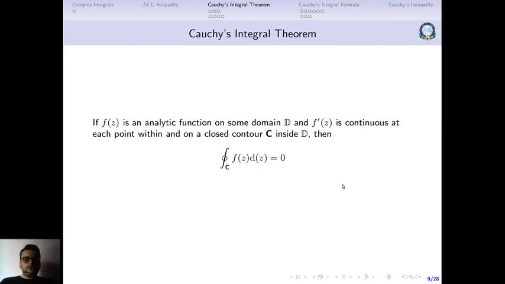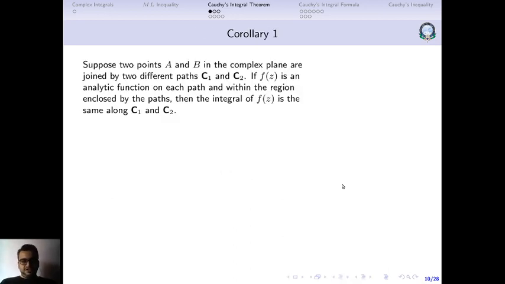So now we have two corollaries to the Cauchy integral theorem. The first corollary is basically this. Suppose I have 2 points A and B in the complex plane, and these are joined by 2 different paths C1 and C2. If f(z) is an analytic function on each path and within the region enclosed by the paths, then the integral of f(z) is the same along C1 and C2. In other words, if the function is analytic, the line integral of that function within a domain in which it is analytic becomes independent of the path, as long as the endpoints are the same.